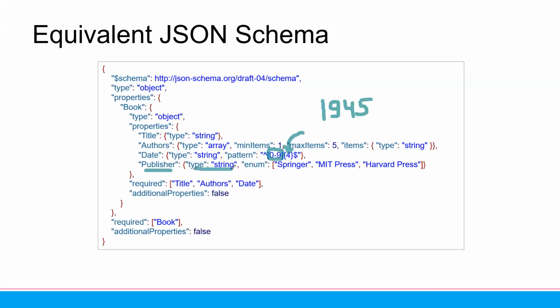Publisher, it will be a string, and okay, we can limit the options to Springer, MIT Press, and Harvard. And this one, required. So we can specify that the title, the authors, and date are required. So it should have one value. But for the publisher, it is not required. Additional property, false. It means I cannot have more properties. So I just stop at these 4 attributes: title, authors, date, and publisher.